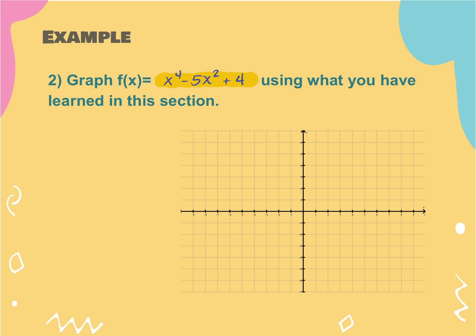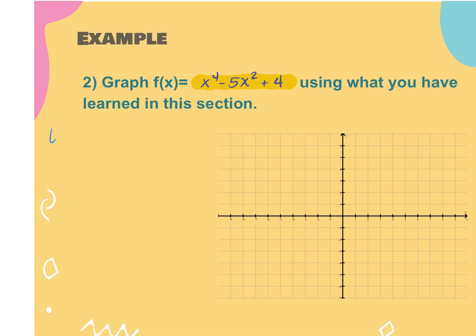We'll start by finding the end behavior, zeros, and multiplicity, right? That's something we've done before in a previous example. I'm going to start with the end behavior, and we said that we need to know the degree and the leading coefficient. So the degree here, the highest exponent that we see, is going to be 4. That 4 comes from the highest exponent.